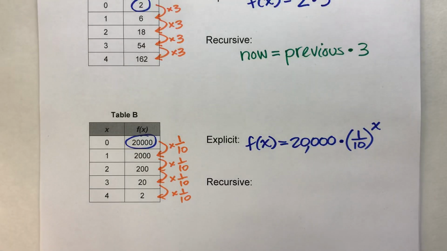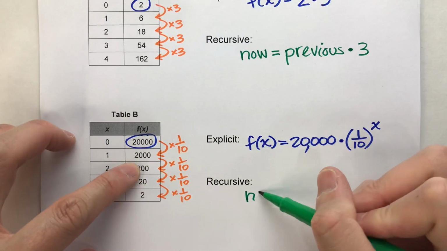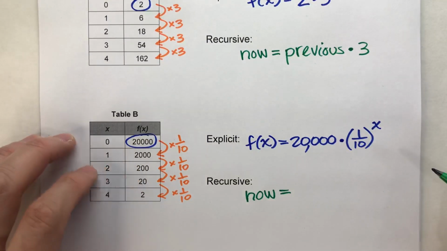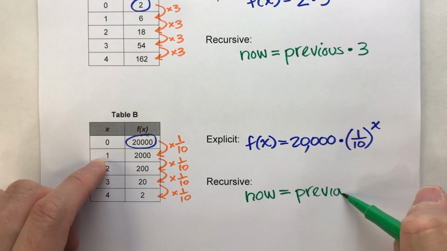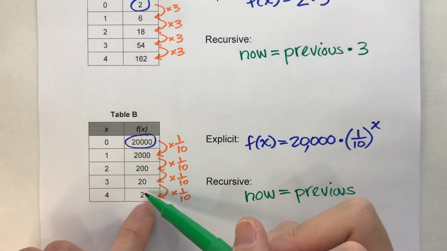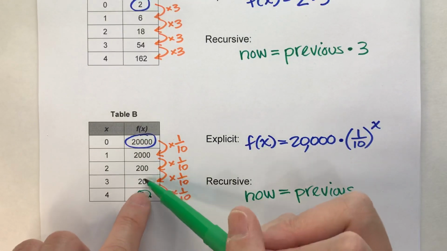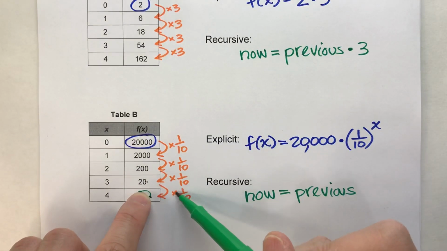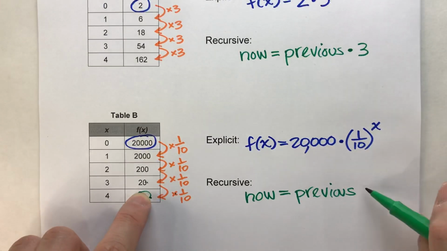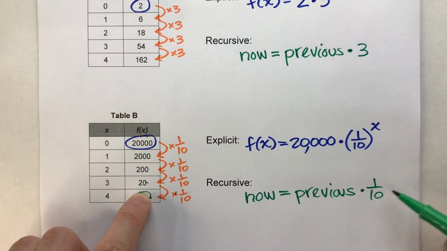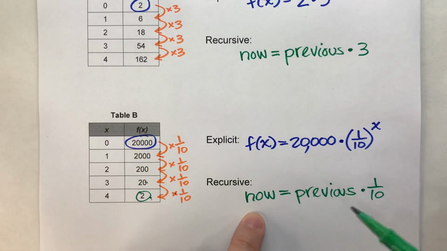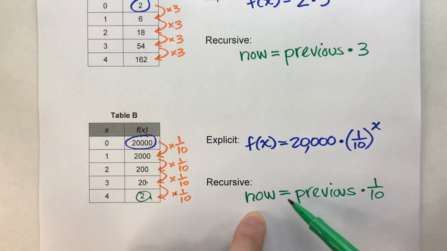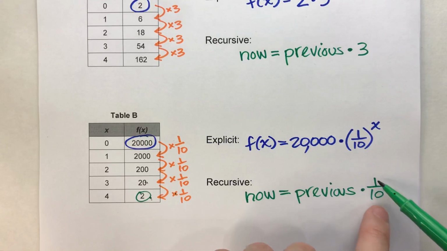All right? Now let's do the recursive. To get the current value that we're looking for, we base it off the previous value. So, for example, if I was trying to find this one right here, I'd look at the previous one, which is 20, and then multiply it by 1/10. And that would get me my current value. So there's our recursive formula. The current one now is equal to the previous one times 1/10.